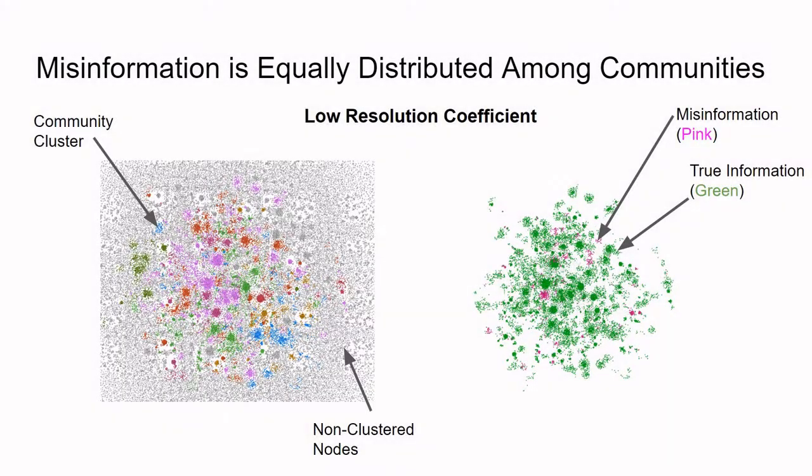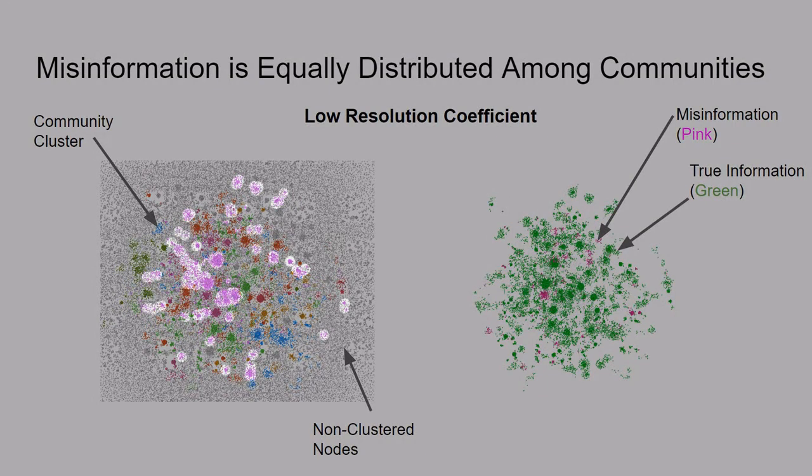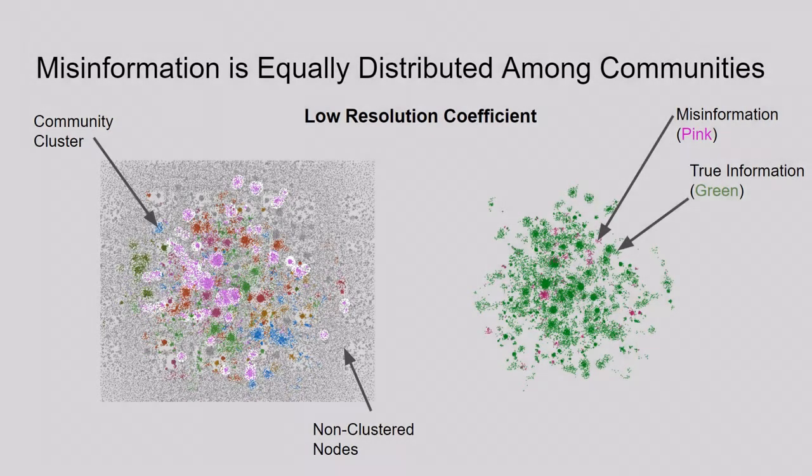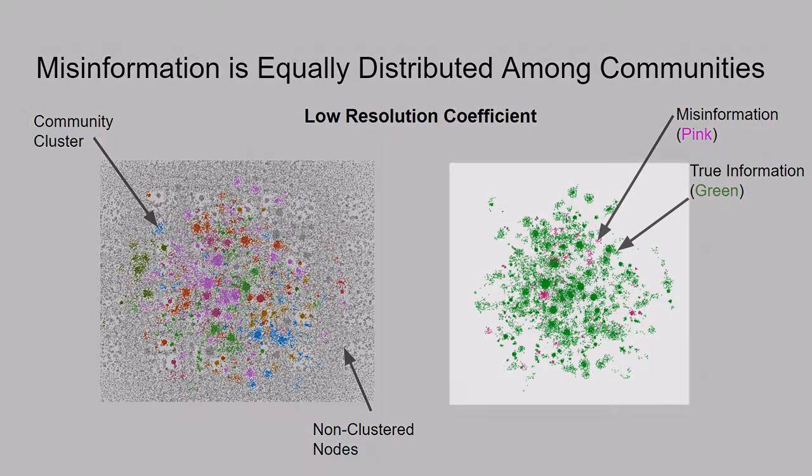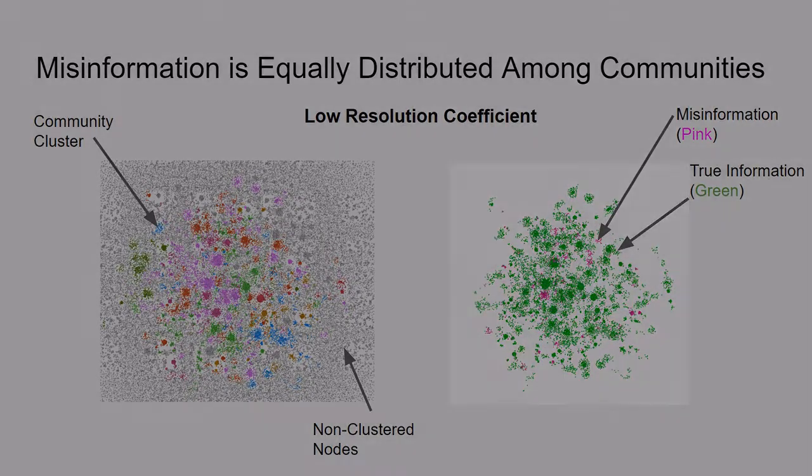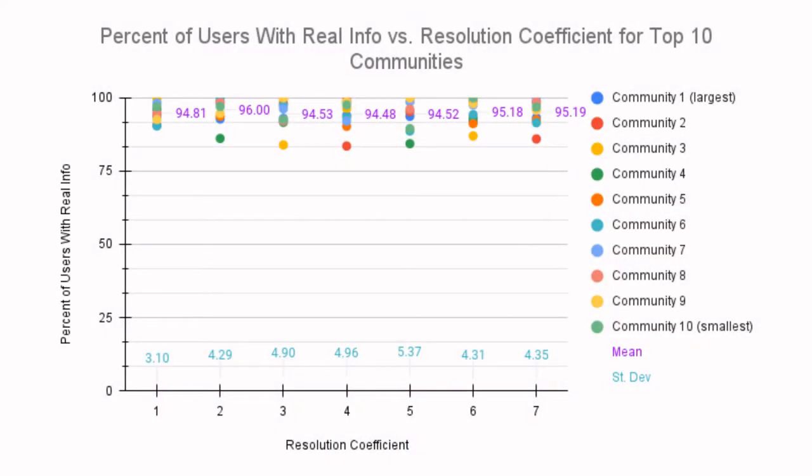And again, if we use a low resolution coefficient, we see that the pink, largest community is about 6% of the total nodes, roughly equal to the amount of fake information in the entire dataset. We see that the fake information is still scattered amongst the communities. No set of communities are dominated by misinformation.